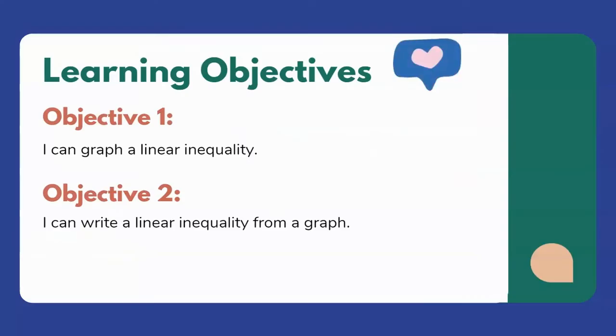We have two learning objectives for today. Our first learning objective is that we can graph a linear inequality, and our second objective for today is that we can write a linear inequality from a graph.